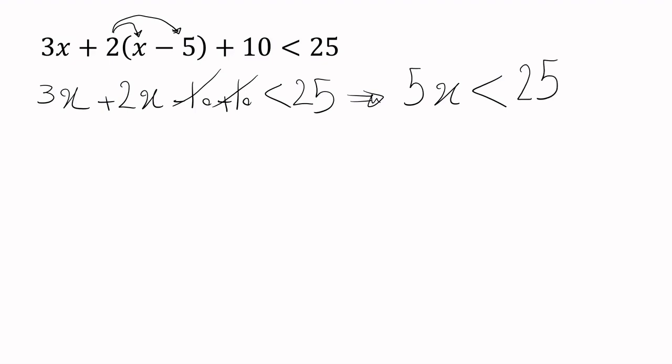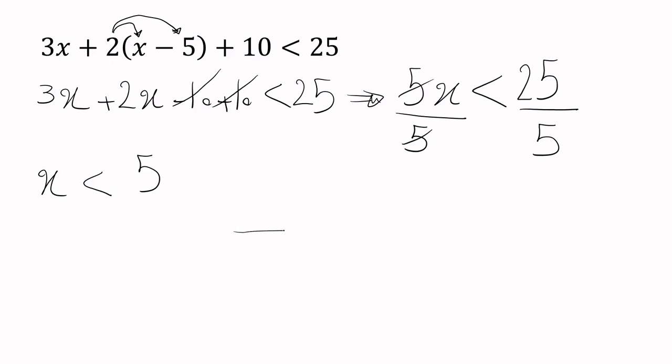I must make the coefficient of x 1. How? By dividing both sides by 5. And I must do exactly the same on the other side. So here, x will be less than 5. The direction of inequality is not going to change because I am dividing by a positive number.